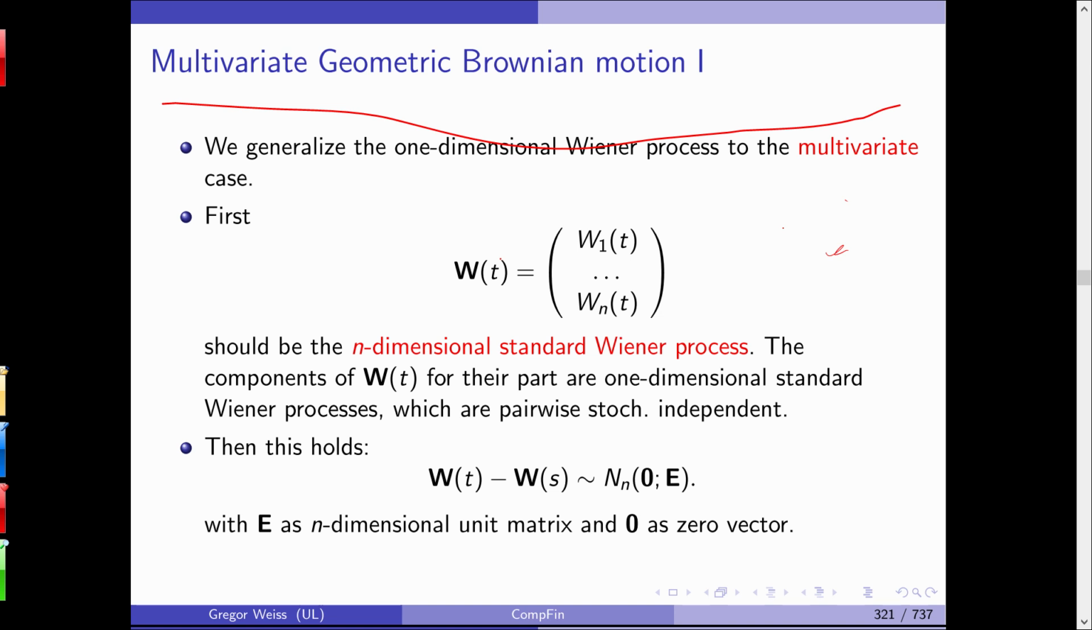Then it holds that, just like with the one-dimensional Wiener process, the increments of the n-dimensional Wiener process are again normally distributed, but n-dimensionally normally distributed, with the zero vector as the expectation and the unit matrix as the variance-covariance matrix of that n-dimensional multivariate distribution.